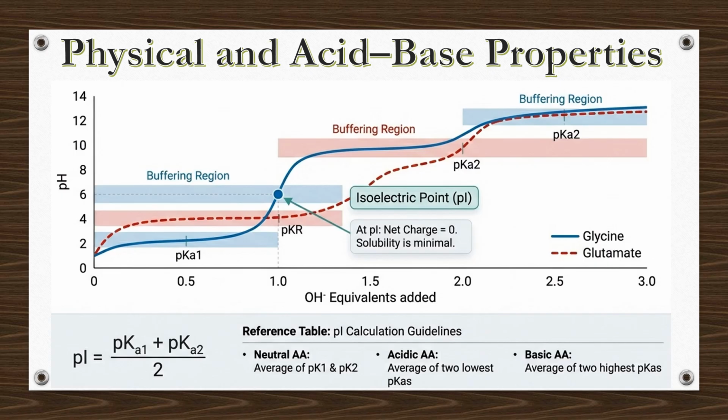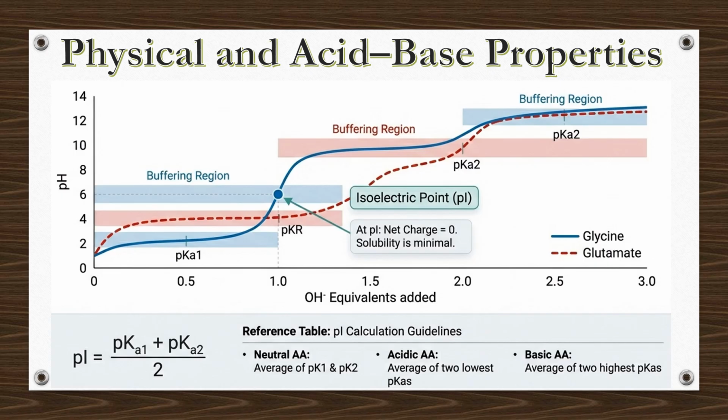Titration curves reveal the pKa values of amino acids. Simple amino acids like alanine show two inflection points corresponding to the carboxyl and amino groups, with a pI lying between them. Amino acids with ionizable side chains such as histidine or lysine display three inflection points reflecting the additional group.